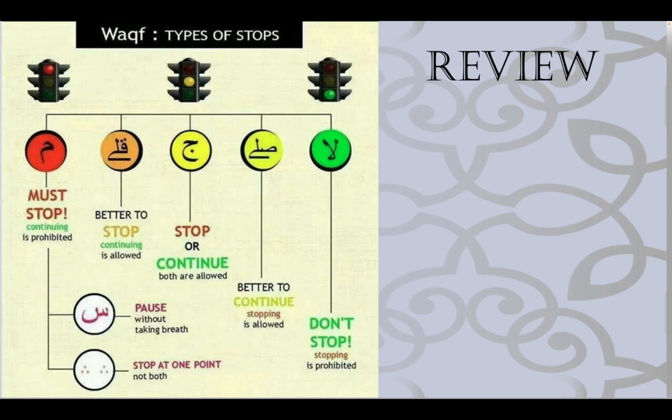Now, all the ones in the middle, sili, jim, qili, etc., those were reader's choice. On the sili, it's better to continue. Stopping is allowed. On the jim, stopping or continuing are both allowed. On the qili, it's better to stop, but continuing is allowed. But for beginners, I say, if you can't remember the rules related to sili, jim, qili, just stop at all three, and that will be easier for you. But you must remember the la and the meem and the two sub rules of the meem.